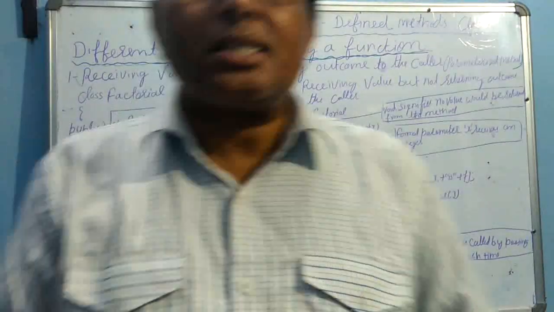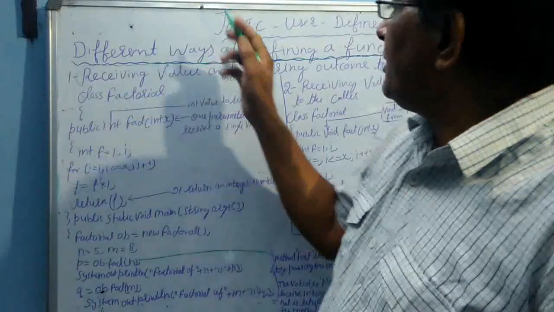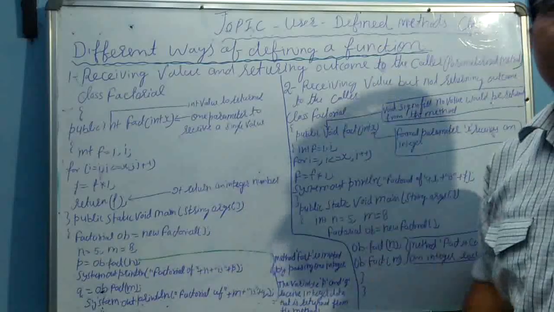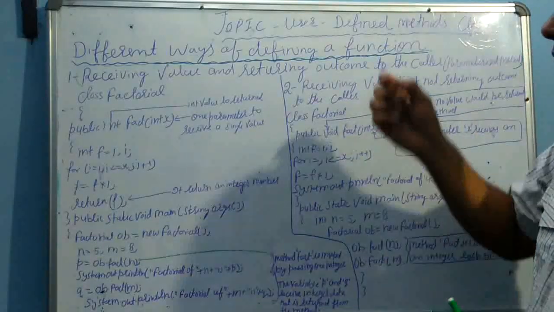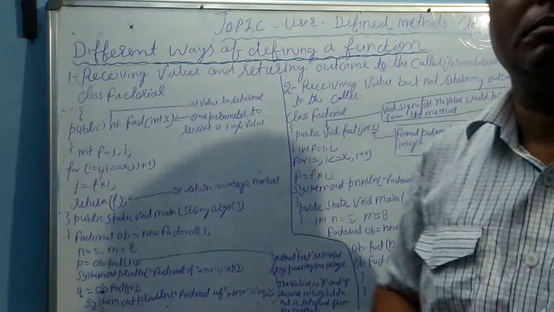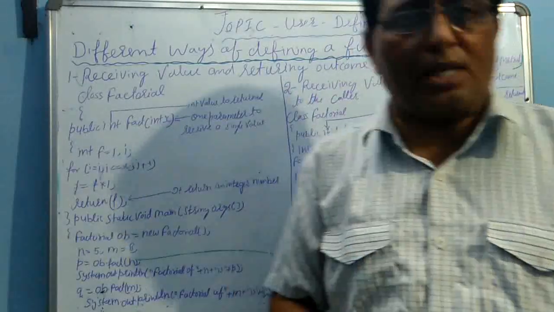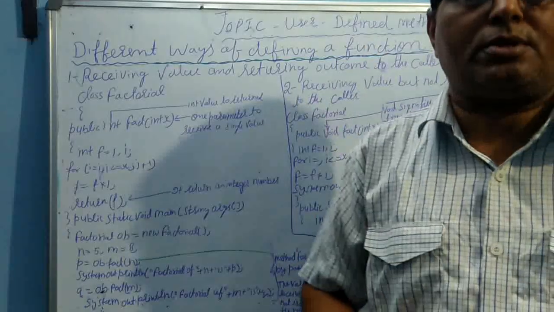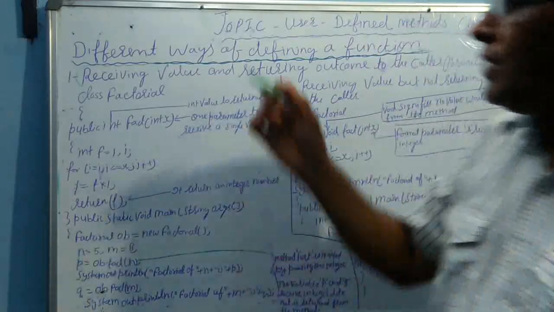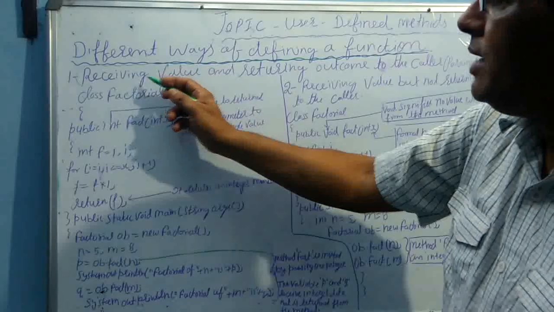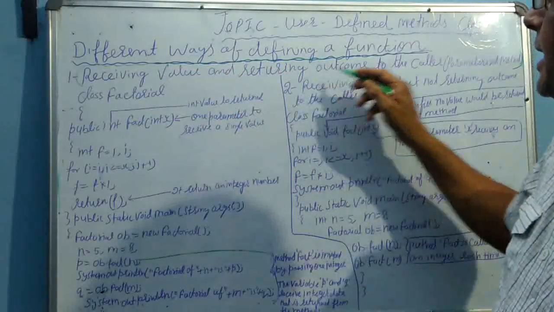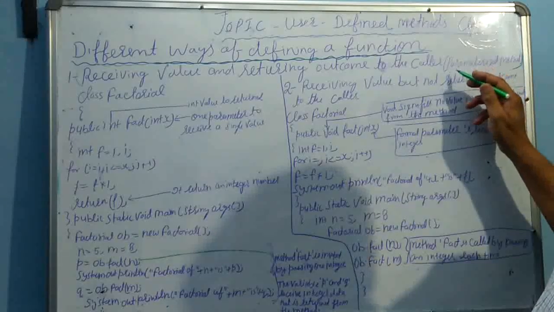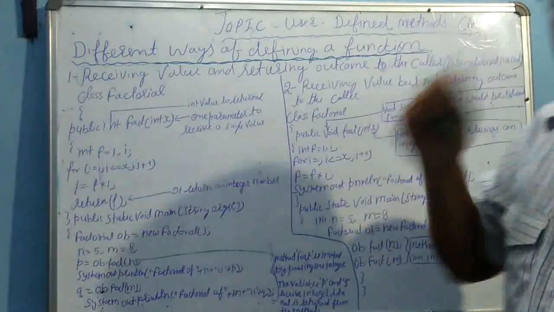Now we will discuss the different ways of defining a function. When we define a function in a program, there are different ways. There are three ways. The first way is receiving a value and returning an outcome to the caller. You can call it a parameterized method.